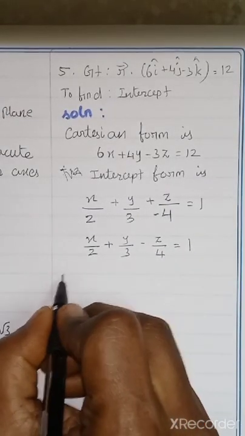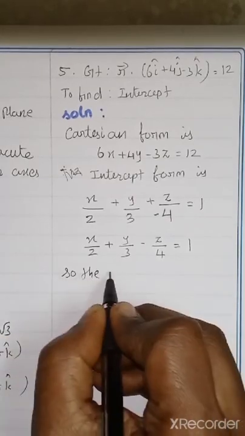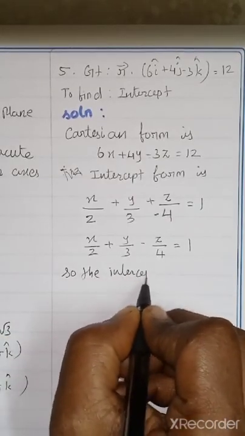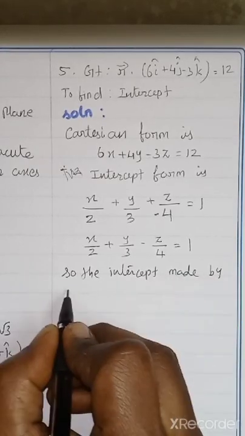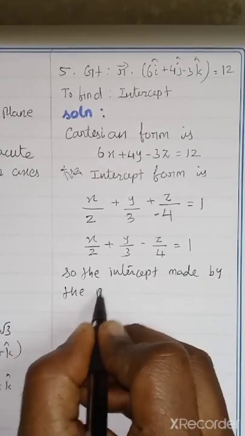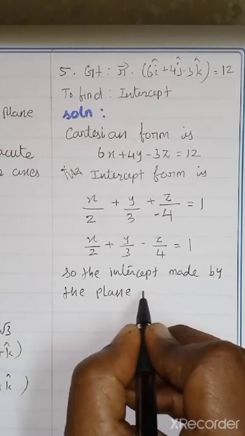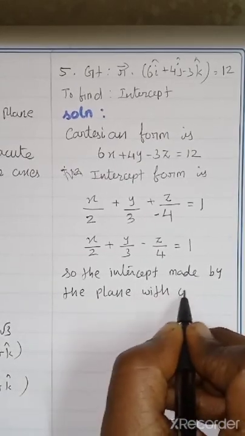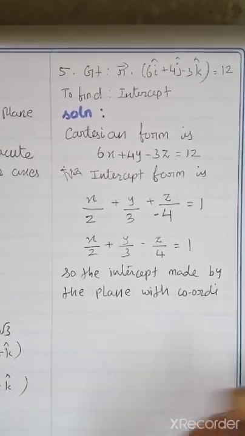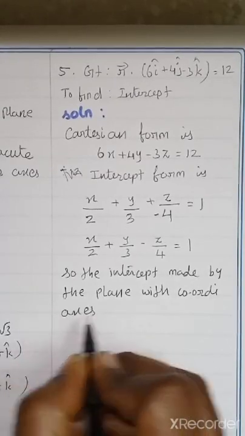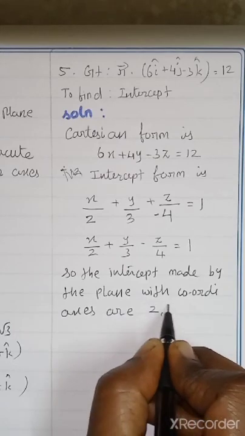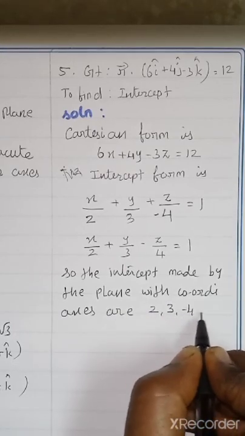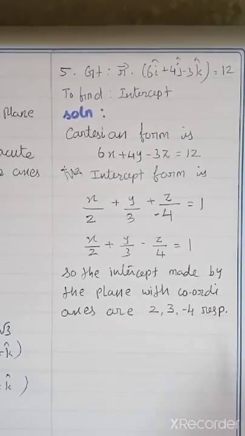Therefore, the intercepts made by the plane with the coordinate axes are, what are the values? 2, 3, minus 4 respectively.